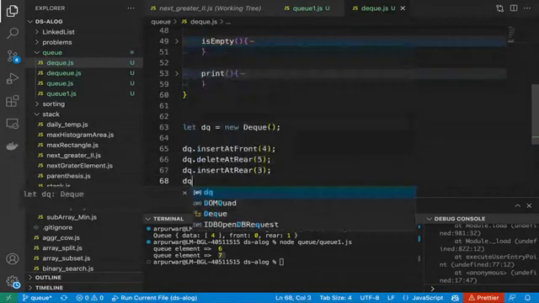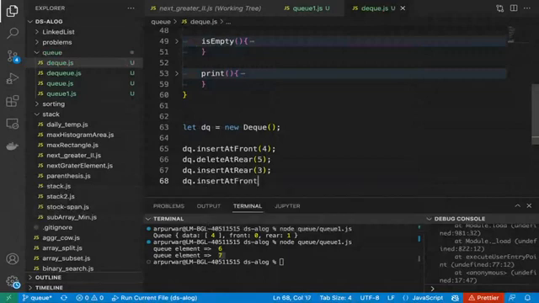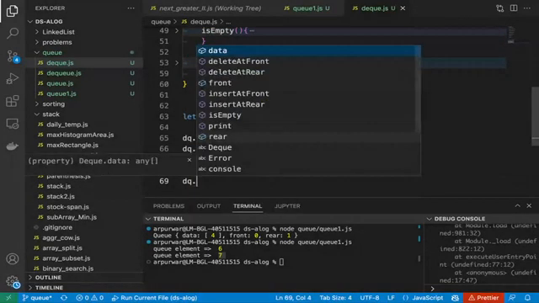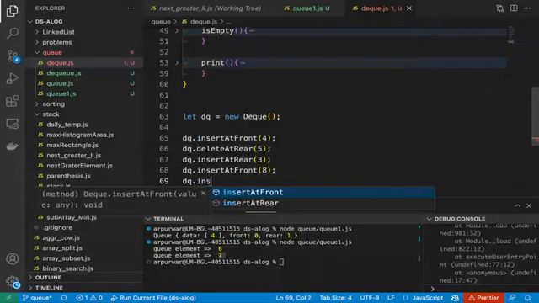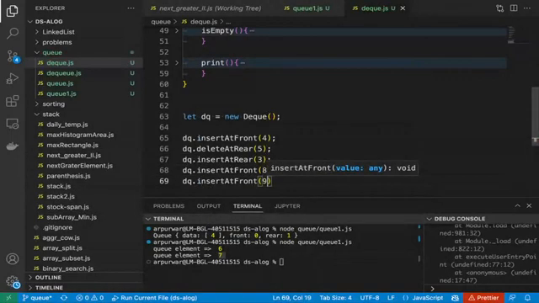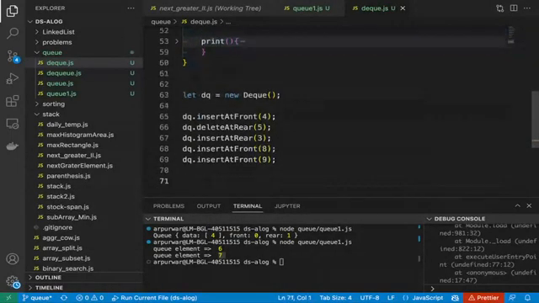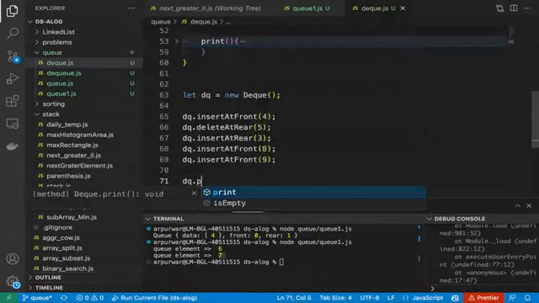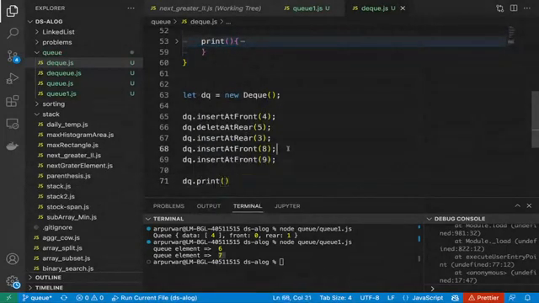Okay, now do insert at front, which would be 8. Then do dq.insertFront, which would be 9. Now let's print it out. dq.print.